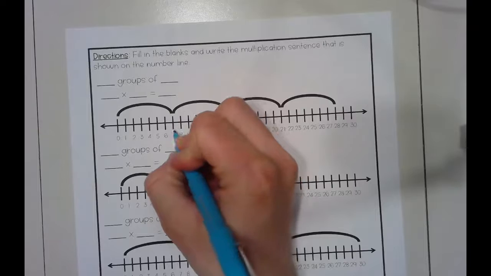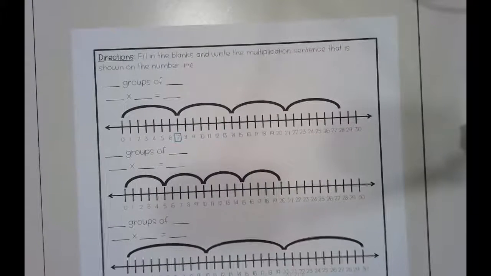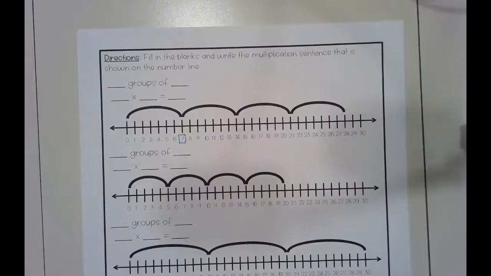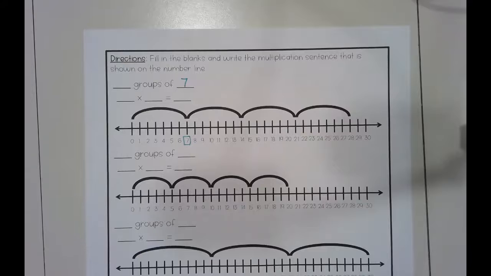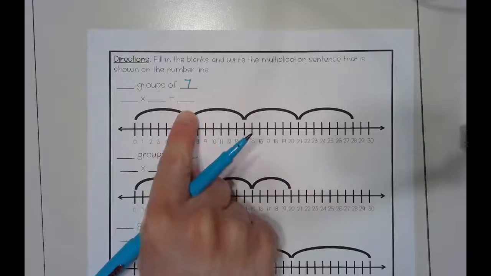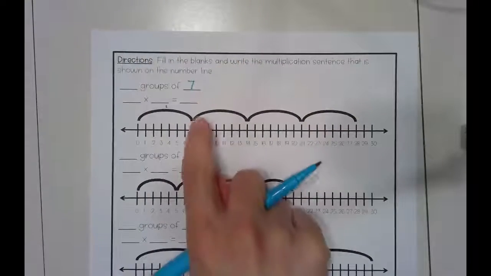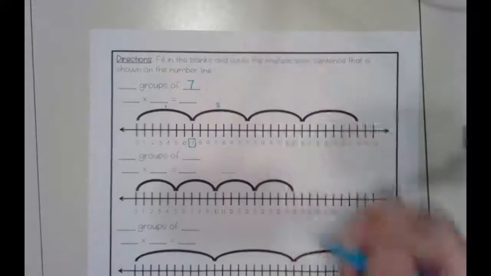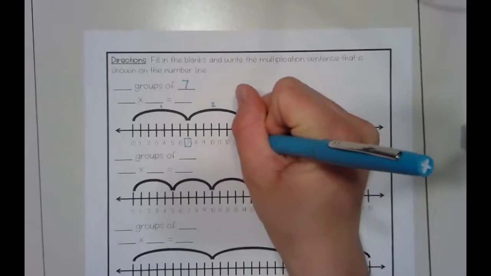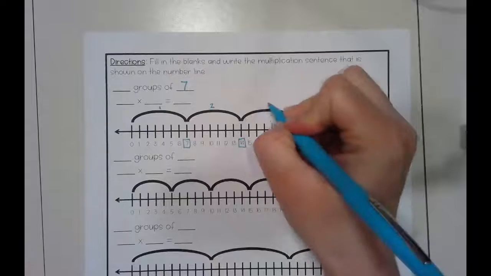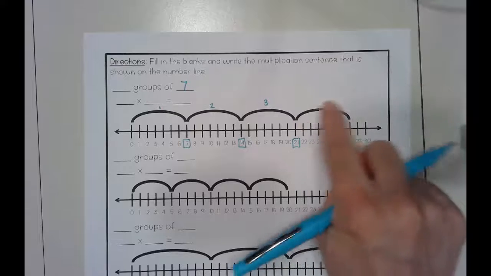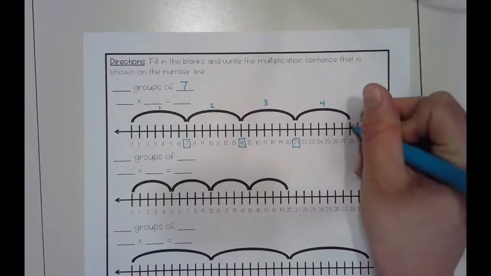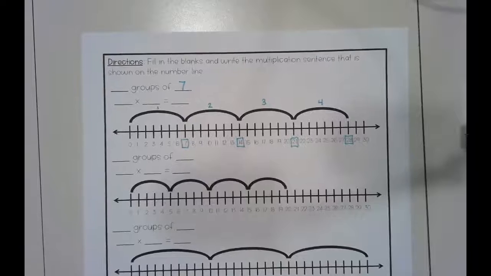We started at 0 when we first landed on 7. So that tells me right away that I'm counting by 7s. So I'm going to have groups of 7. I know that for sure. I don't know how many groups of 7 I have yet until I figure that out. This is my first group of 7. This is my second group of 7. And I can even show that 2 groups of 7 would be 14. This is my third group of 7, and that would be 21. And this is my fourth group of 7. And you can see what you land on, which is 28.